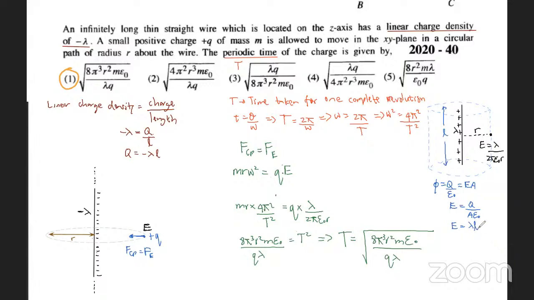So linear charge density multiplied by length will give you Q, and A is the surface area of the curved part of a cylinder, which is 2 pi RL. You must have learned this in O level, into epsilon naught. So what will happen? L and L will get cancelled off from top and bottom. Therefore, you will end up in this.